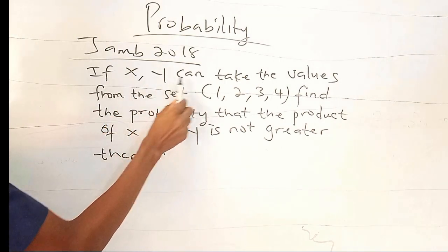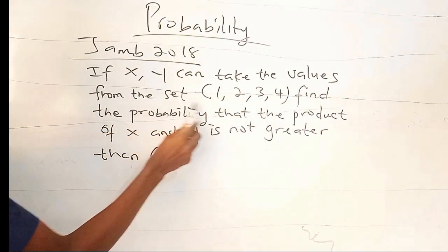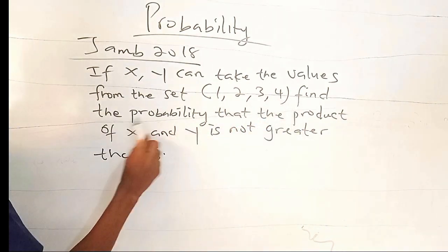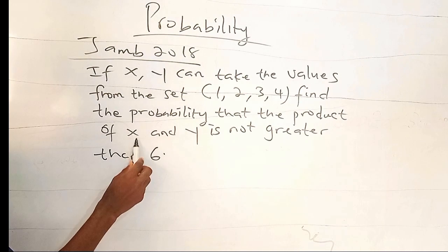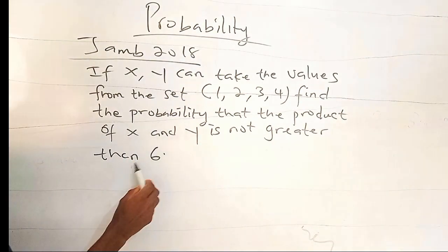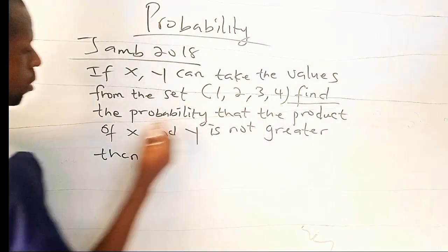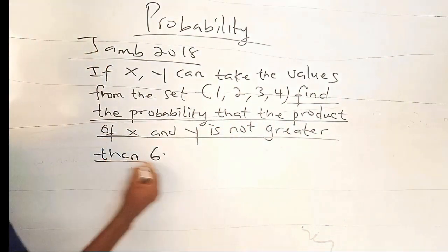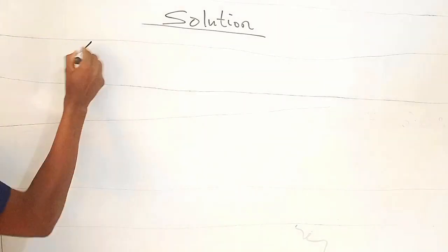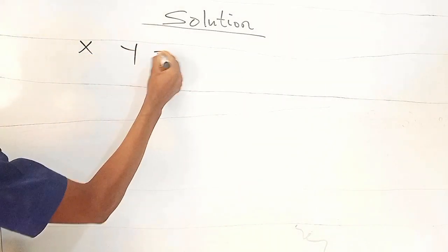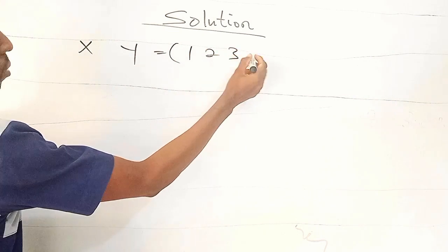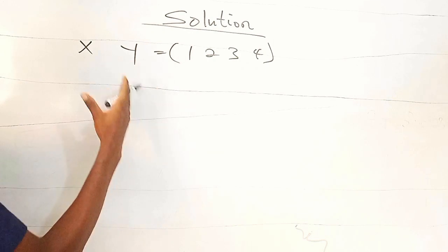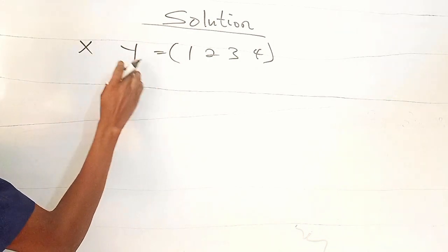If x and y can take the values from the set {1, 2, 3, 4}, find the probability that the product of x and y is not greater than 6. This is the requirement. The first thing is for us to determine the values of x and y, because they take their values from this set 1, 2, 3, and 4. And how do we go about it? We have to determine the total possible outcomes of x and y.